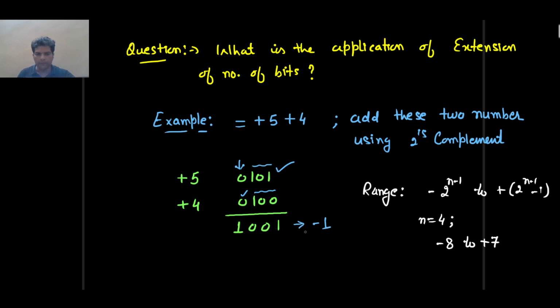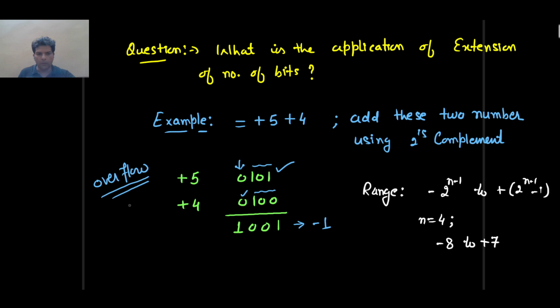Correct? So the point is, if we are adding two numbers with the same sign bit, then the result should also have the same sign bit. The result should be positive, but here the result is negative. That is practically not possible. So this condition we can call an overflow condition.